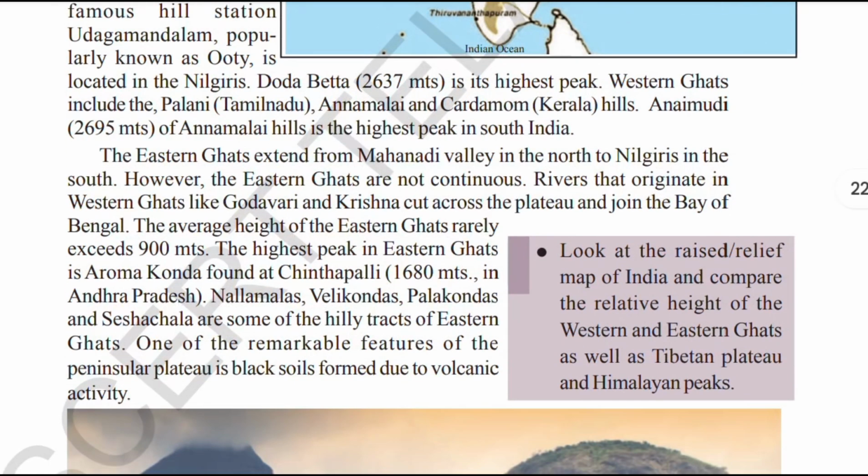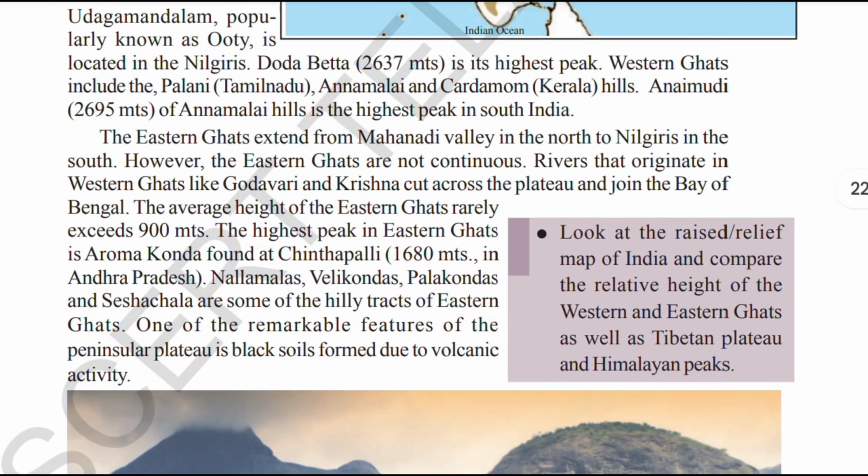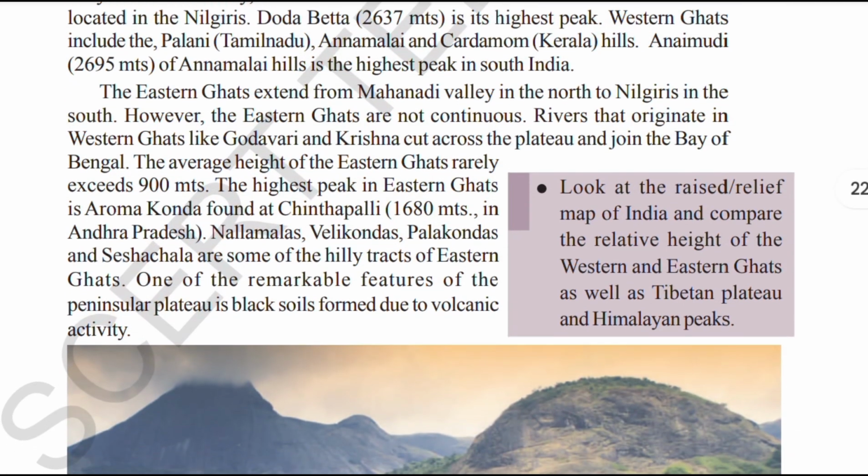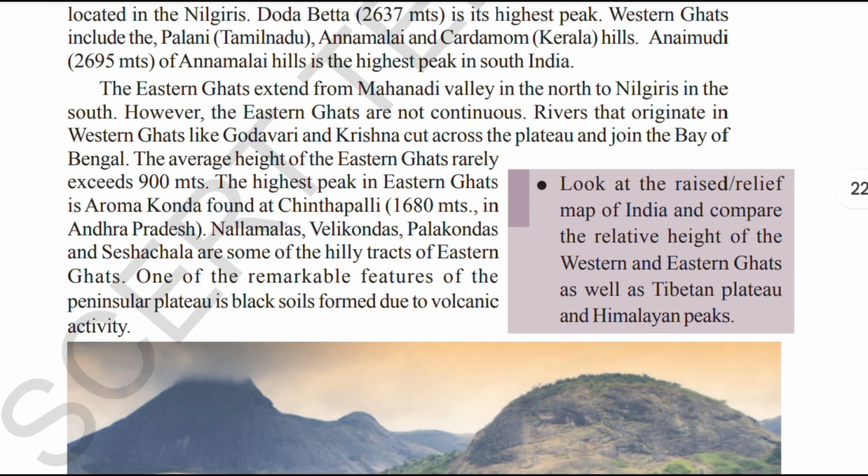Now when it comes to Eastern Ghats, they extend from the Mahanadi Valley. So as we have seen, the river in the north and to the Nilgiri in the south. However, Eastern Ghats are not continuous as we have discussed earlier. Rivers that originate in Western Ghats like Godavari, Krishna cut across, as I showed you in the map, the plateaus and join the Bay of Bengal. The average height of Eastern Ghats is nearly 900 meters.